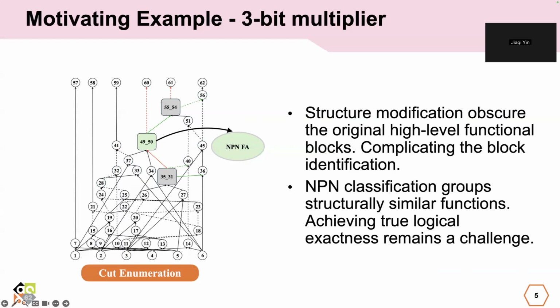Another key challenge lies in the reliance on NPN classification. NPN stands for negation, permutation, and negation. It groups functions that are structurally similar, but not necessarily logically identical. While it is useful for some applications like technology mapping, NPN classification doesn't guarantee exactness of logical equivalence. This exactness problem is critical, especially for tasks like formal verification, where precise functional matching is necessary. In this example, the single identified full adder is an NPN full adder.